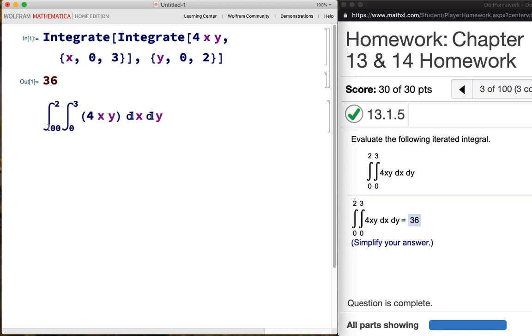Hey, let me get rid of that 0 over there. Okay, there we go. And shift enter.